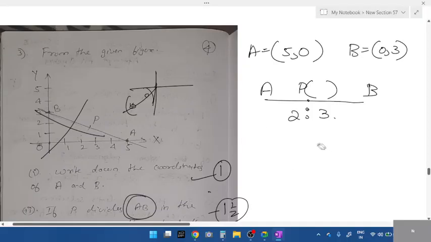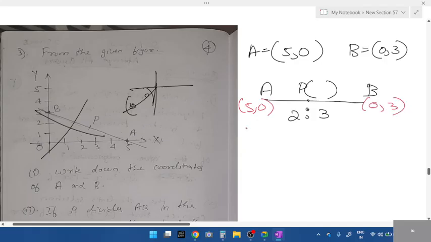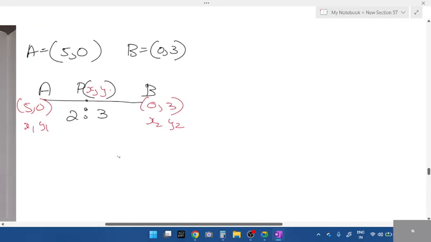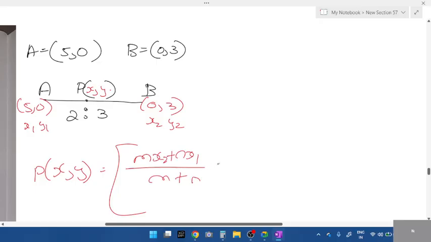So concentrate, be aware of what you are solving. Most of you are just randomly taking some values, trying to put different formulas, and you have all submitted the paper. Next, 5, 0, 0, 3. Take this as x1, y1, x2, y2. P is always x, y, students. Remember P, whether it is midpoint or section, x, y. So P of x, y is equals to, the formula is m into x2 plus n into x1 divided by m plus n.